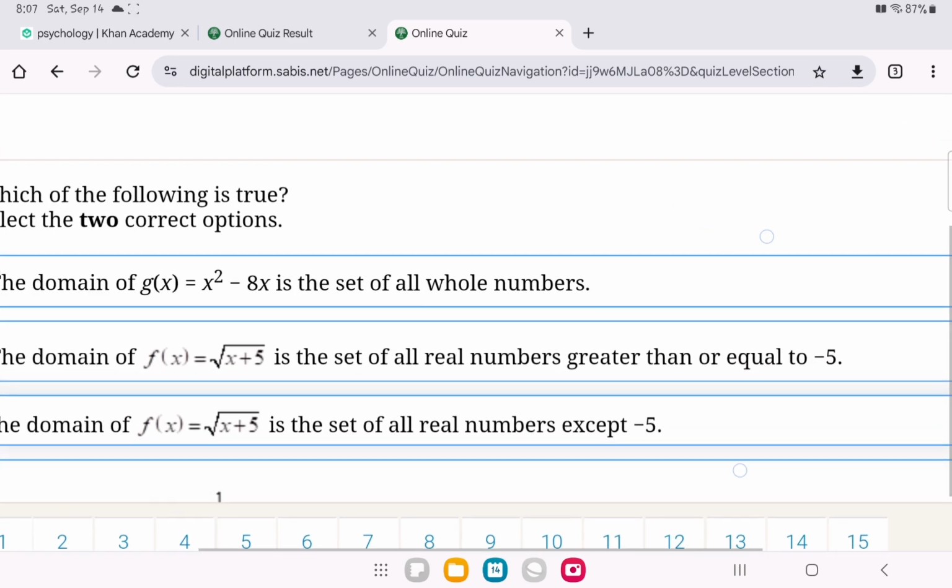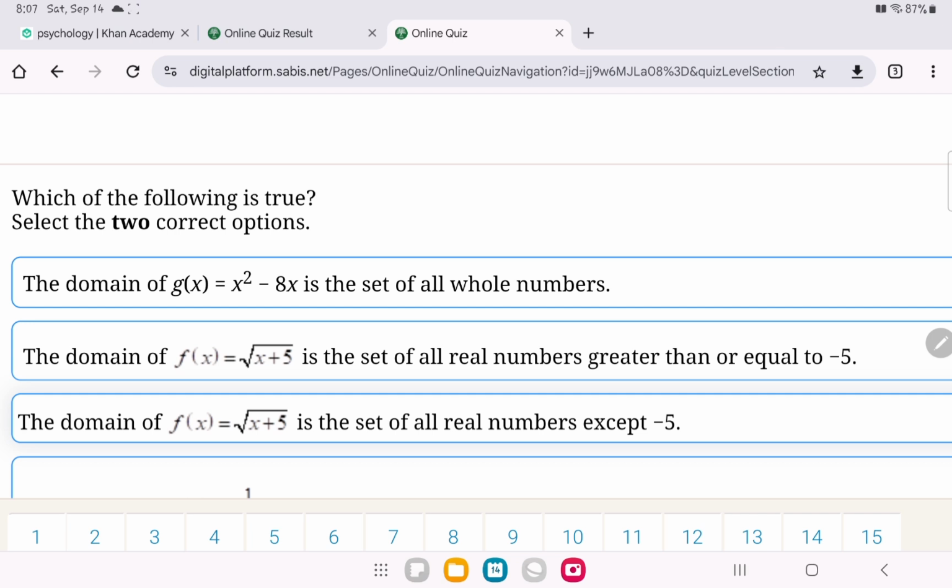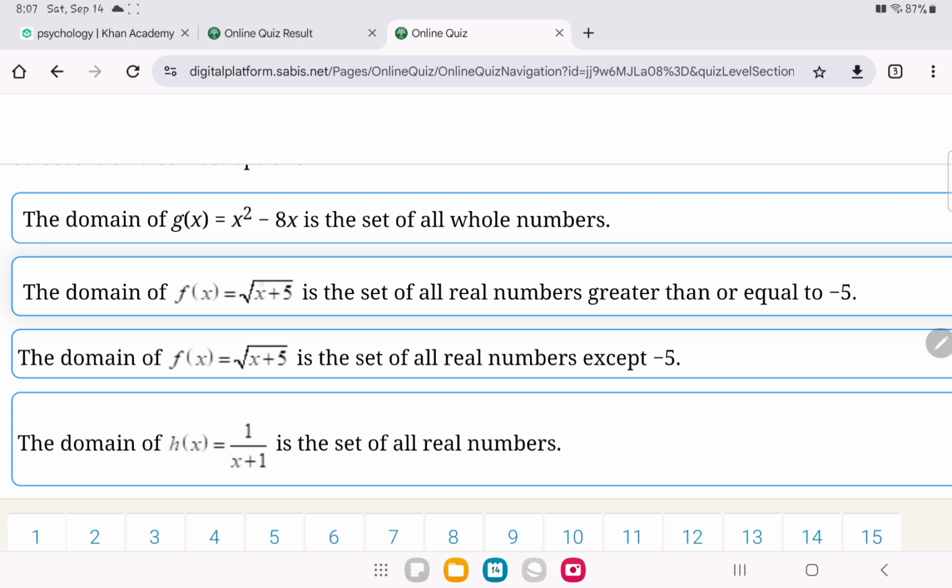Now, the domain of this is the set of all whole numbers? Definitely not. Why? It's the set of all real numbers. All whole numbers is only like 1, 2, 3. It doesn't include 1.5, 6.7, for example. It doesn't include these numbers. So it's wrong. This polynomial, its domain is the set of all real numbers.